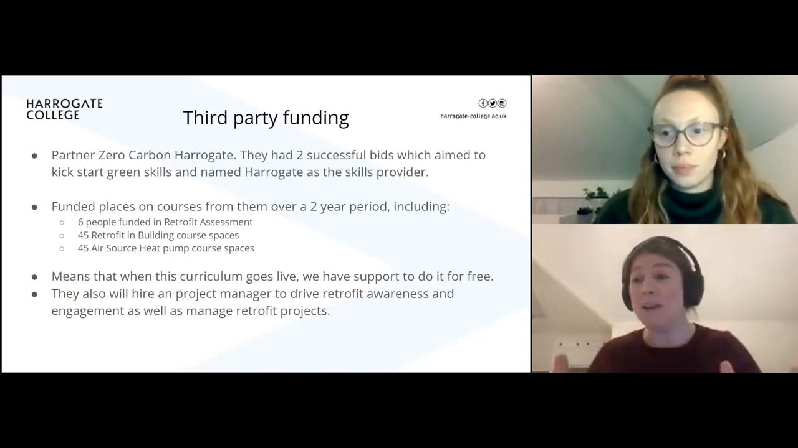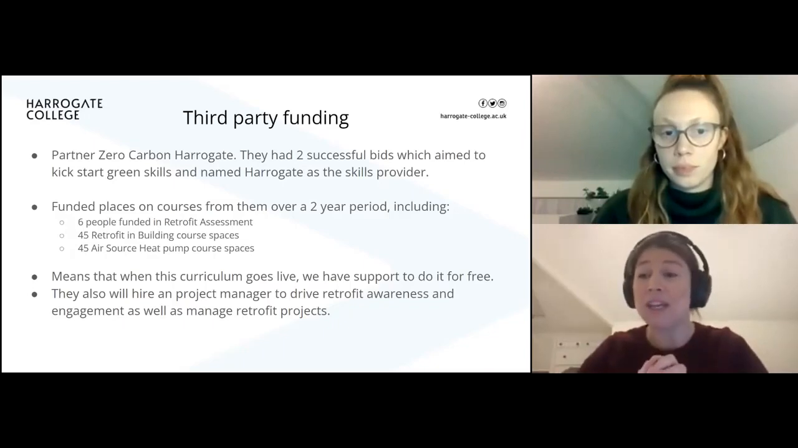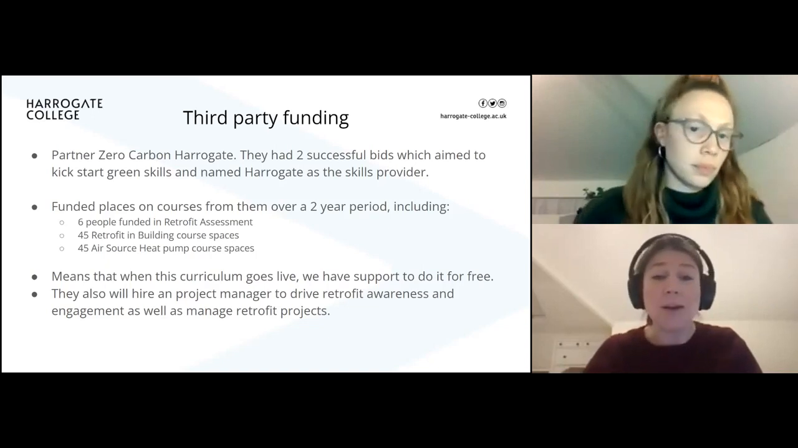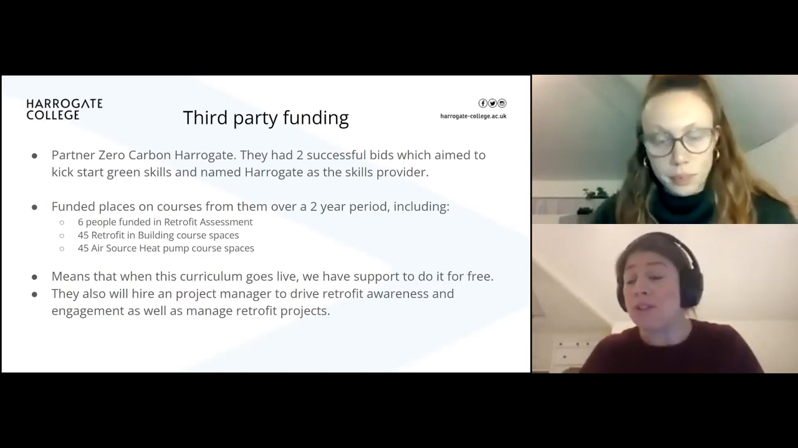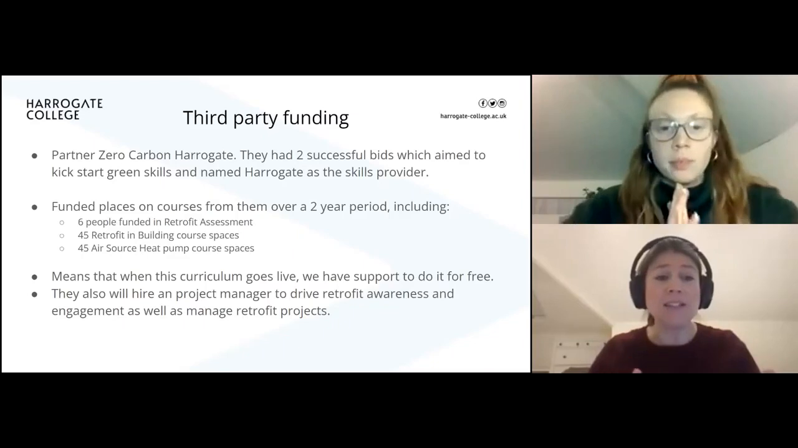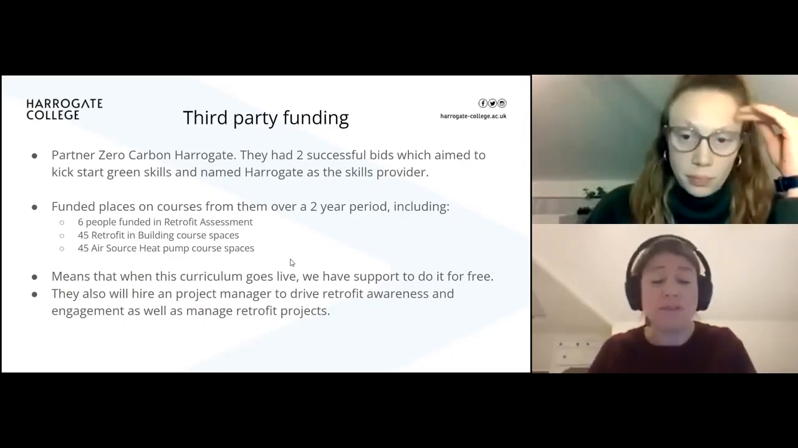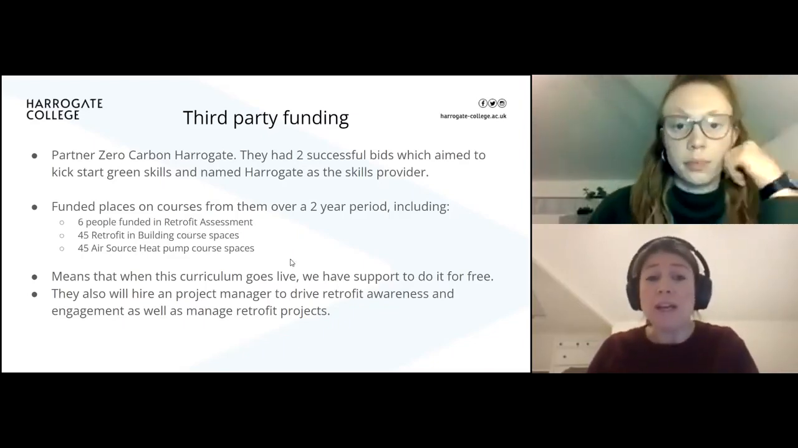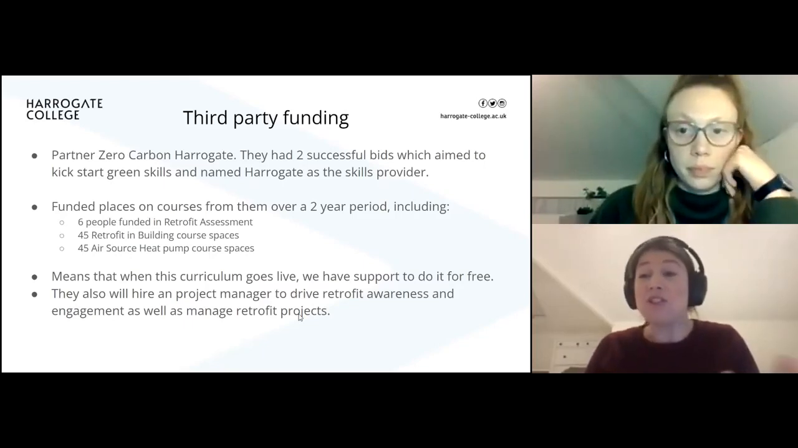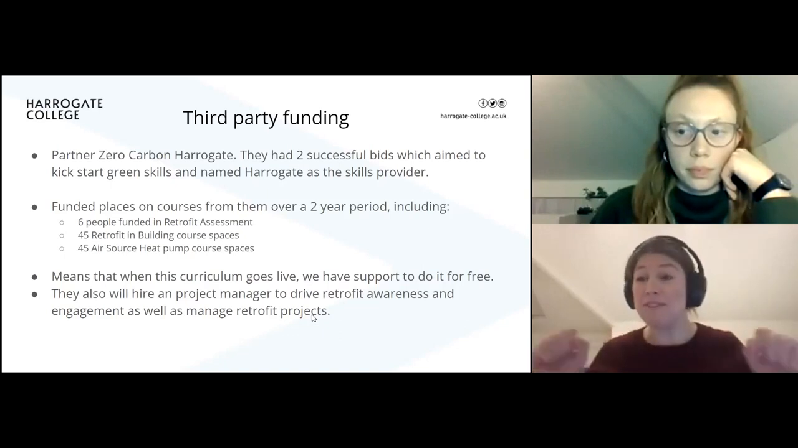The general gist is that we will now have funds to train up tradespeople in retrofitting skills, in partnership with Harrogate College, doing it locally with the courses provided by People Powered Retrofit. We will be training retrofit assessors, coordinators, builders, and plumbers to install air source heat pumps, and the numbers are there. So we've got funding for that amount of people to train up. It's a 2-year course to start with, but that's just the beginning.